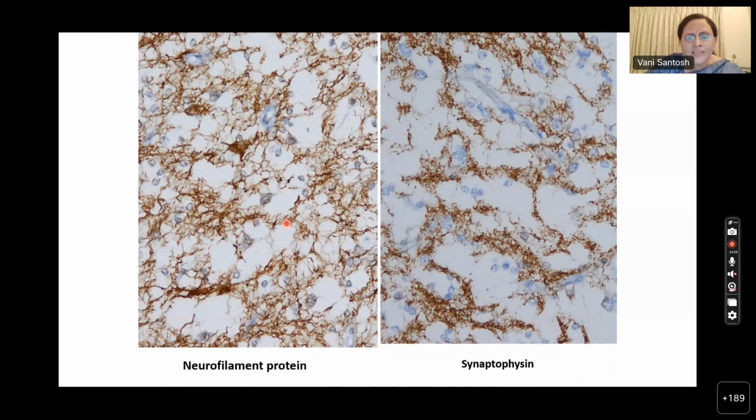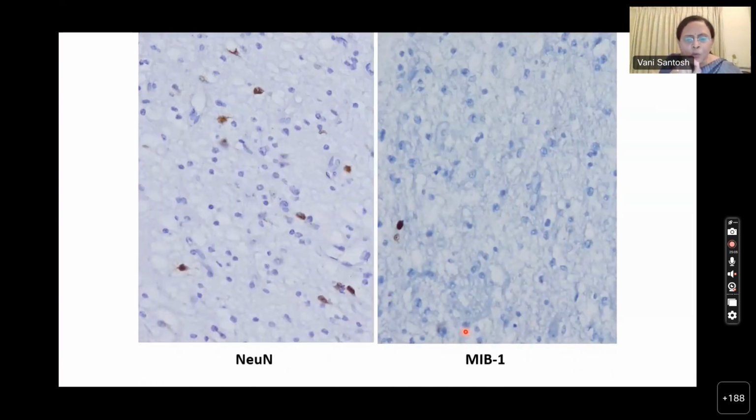The processes are all stained by this neurofilament protein and synaptophysin. That's why it is glioneuronal. There is some glial element, there is some neuronal element. NeuN is a neuronal nuclear stain. It is meant for entrapped nuclei, dysmorphic nuclei, but not the neoplastic ganglion cells. You don't use it for ganglioglioma. Here you can see that some of the floating neurons are NeuN positive, so you know that they are floating neurons. And only one cell is labeled by MIB.